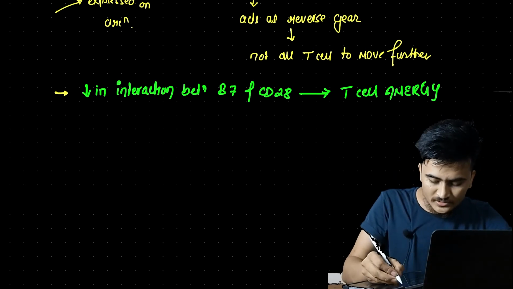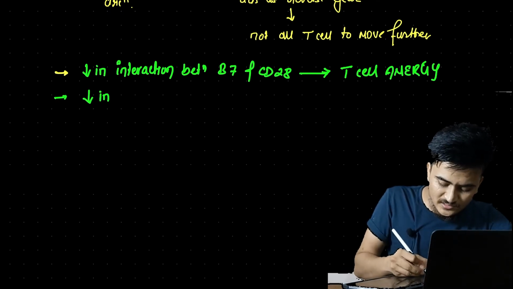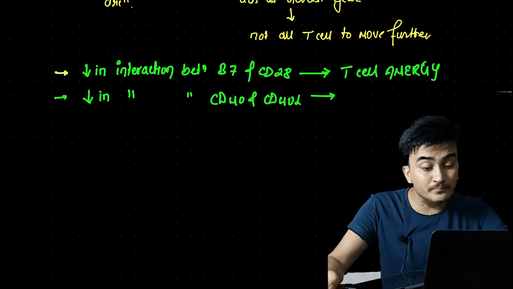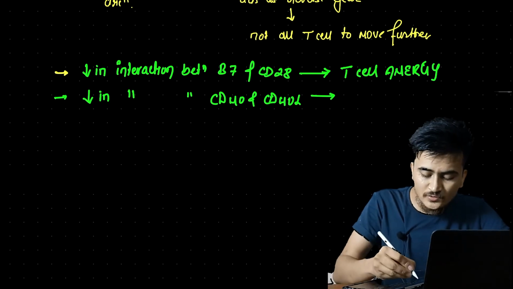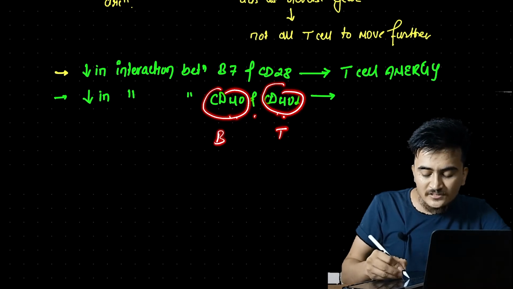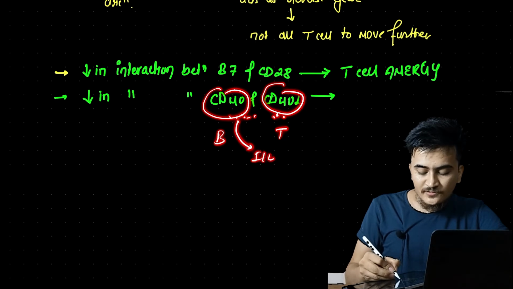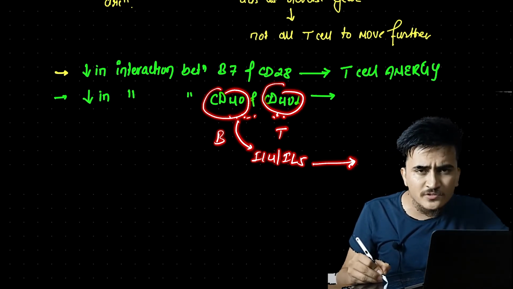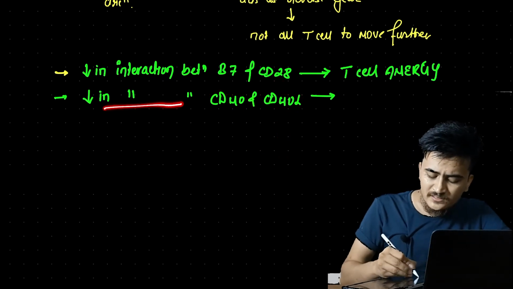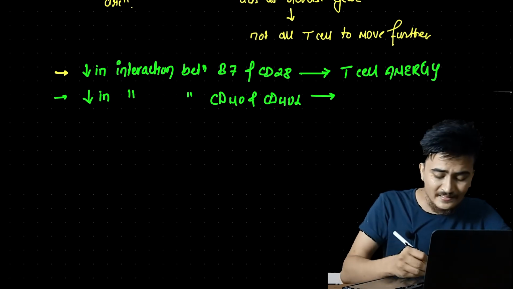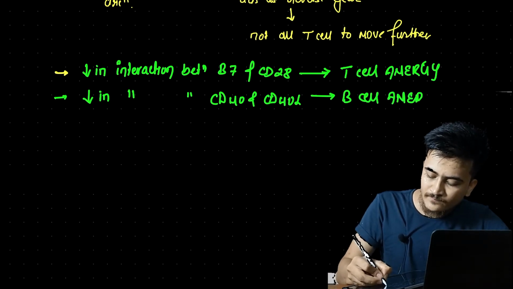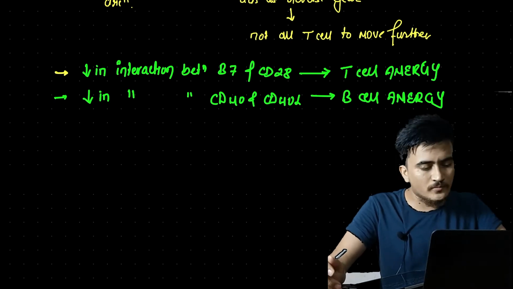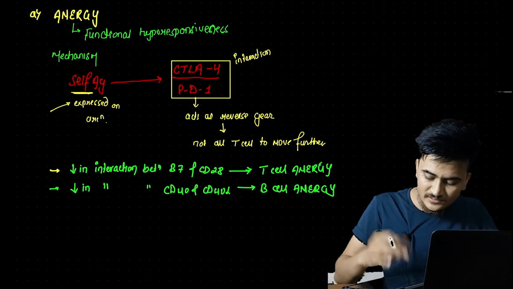Now talking about another condition: a decrease in interaction between CD40 and CD40 ligand. This was also discussed previously. This was the component of the B cell, this was the component of the T cell, and these two interact with each other to produce interleukin 4 and interleukin 5. These were responsible for antibody switching, if you remember. If there is a decrease in interaction between CD40 and CD40 ligand, then there will be B cell anergy. Anergy means functional hyporesponsiveness. That's all. We were talking about these things under the topic of anergy.